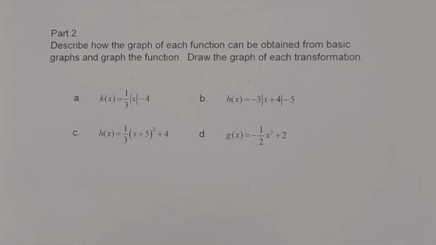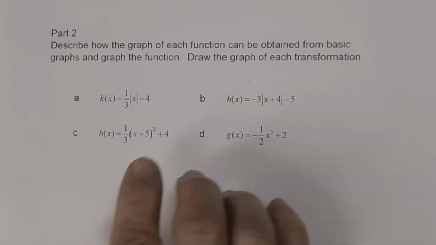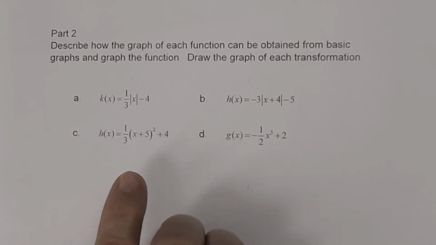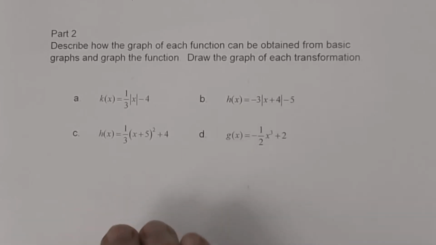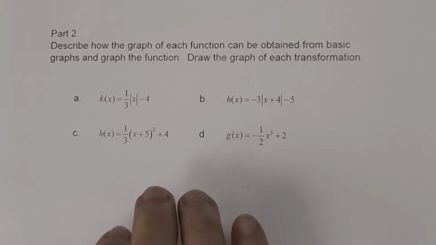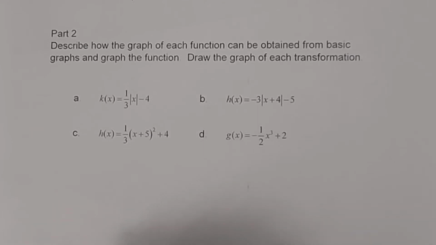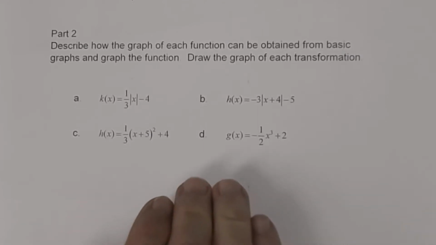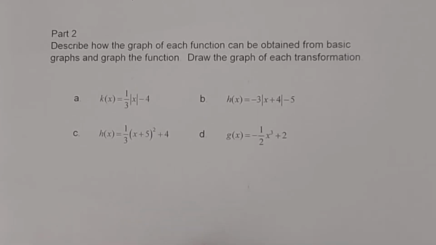Okay, so in part two, we're going to describe how to graph each of the following functions that are written symbolically. Now, the way you want to do this is by using transformations. You're going to notice that when we do these, you're going to graph each transformation that's going to occur, and it needs to be done in a very strategic way.